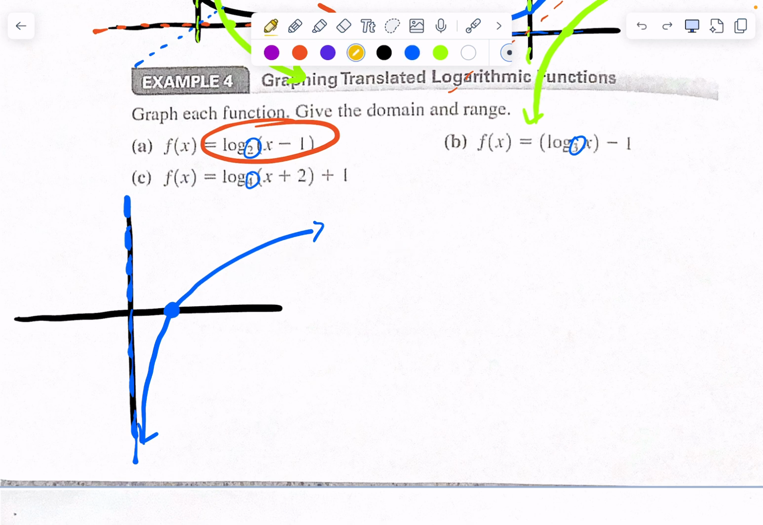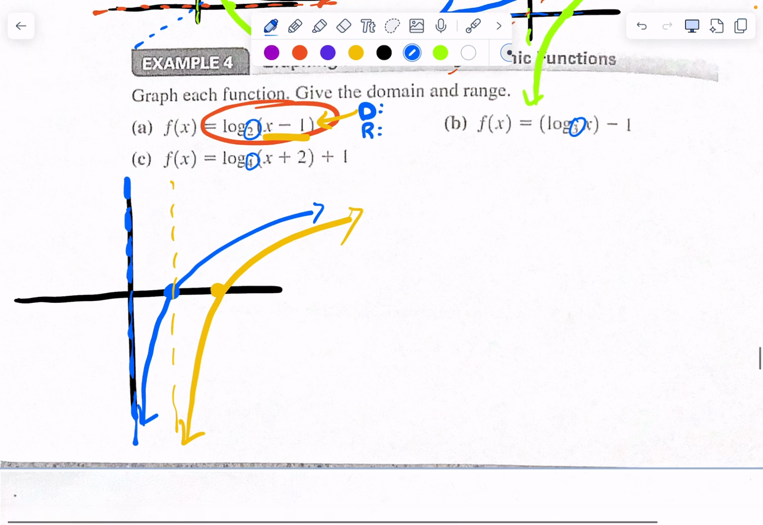But now let's talk what this guy's doing. How does this guy move him? Right one, right? That moves him to the right one. So this dot right here will go here. His vertical asymptote will be here, and he will go like this. Okay, so let's talk domain and range for him. Domain, range. To the left forever, to the right forever. He won't go to the left forever. He'll go to the right forever, but he won't go past this line.